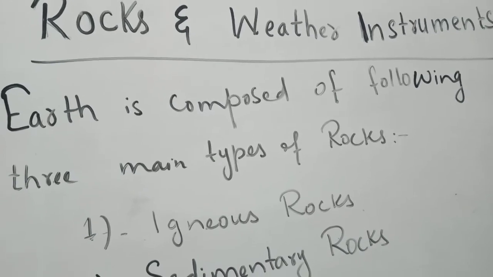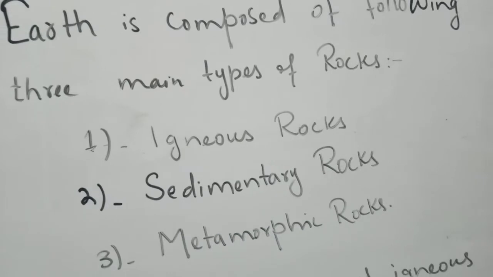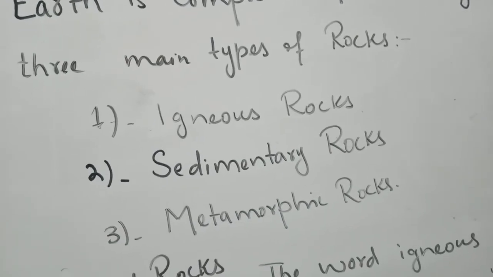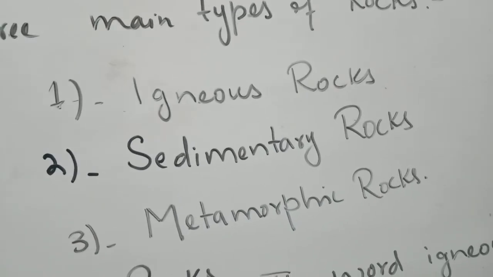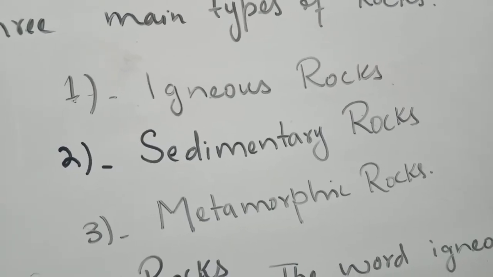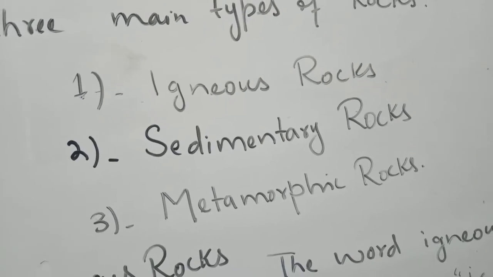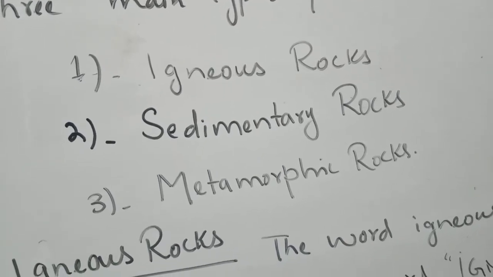There are three main types of rocks, which have also been covered in our theory portion. One is named igneous rock, the second category is called sedimentary rock, and the third one is the metamorphic rock. So let's start with the first type of rock.